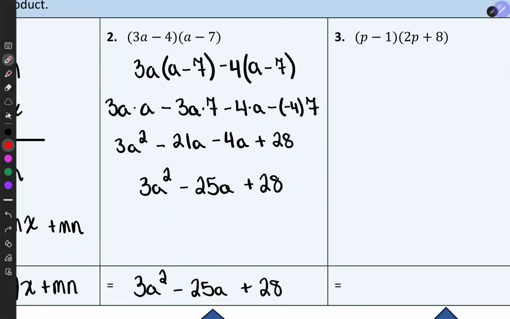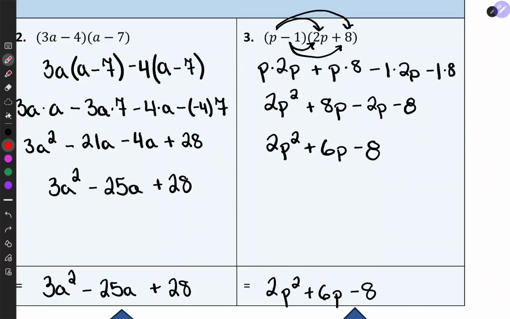So then 3a, everything inside a minus 7 gets multiplied by 3a. So 3a times a, 3a times negative 7. And then same thing with the other set. Okay, so you just rinse and repeat until there's no more distribution. Simplify, combine like terms.